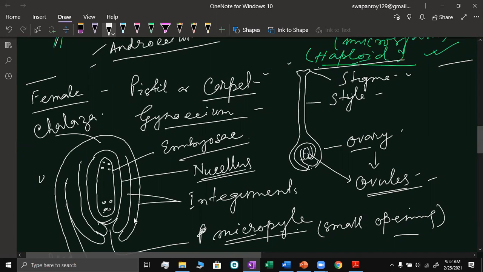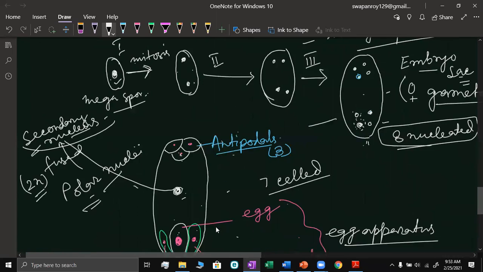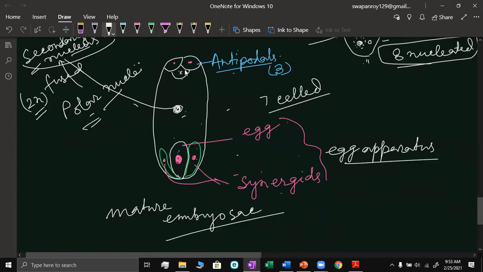So within the ovary, there is the ovule, and within the ovule the nucellus. Within the nucellus, the female gametophyte or the embryo sac has developed. Within the embryo sac develop the egg apparatus, egg, polar nuclei, the secondary nucleus, and the antipodals. So they are mature. Now what happened next, when they mature, there is pollination.